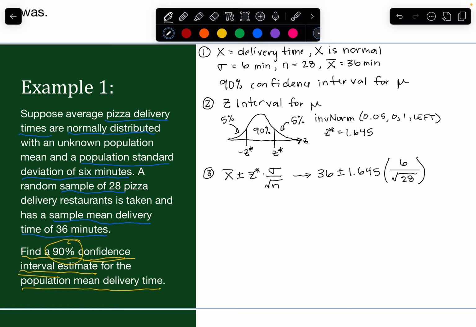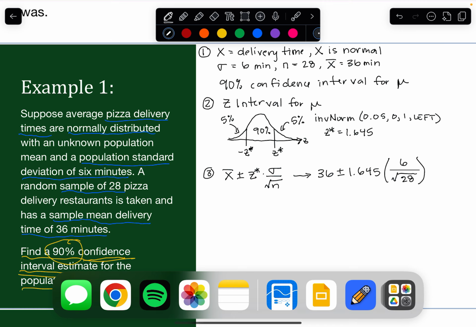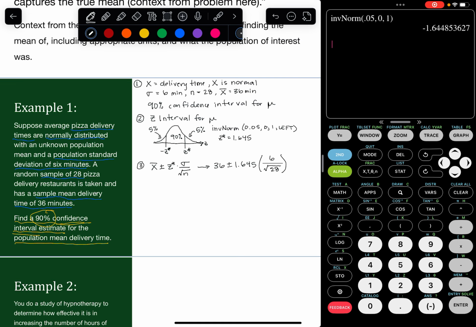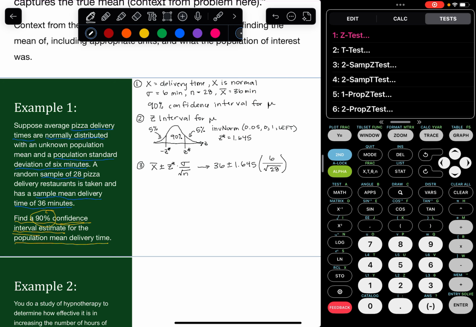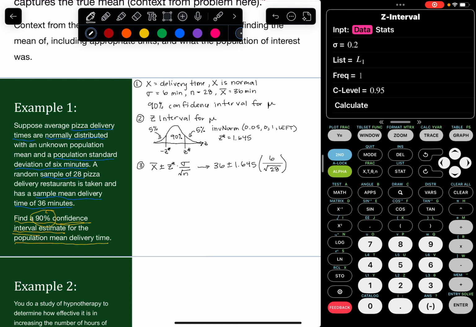At this stage, we grab our calculator. You can evaluate that manually, or we can do our z interval. So on our graphing calculator, to pull up those statistics formulas, stat, tests, and we want z interval, which is option 7.